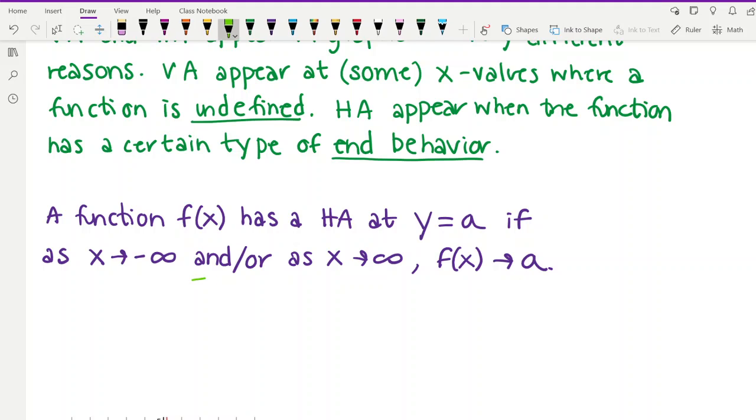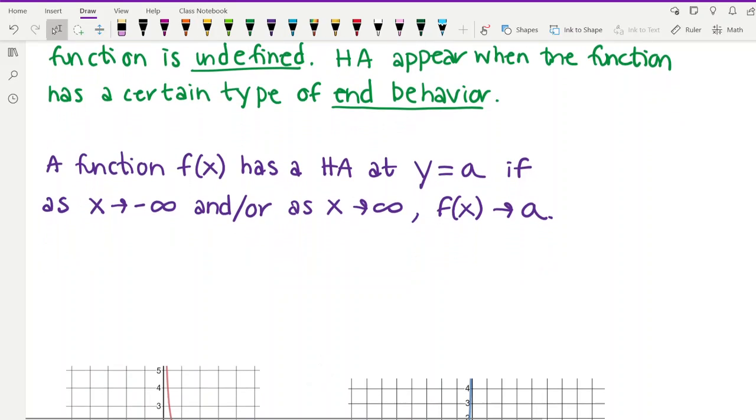And then why did I put and or here? Well, for some types of functions, they might have a horizontal asymptote only on one side. For rational functions, it's always going to be the case that they have the horizontal asymptote both in the negative and the positive direction. So that's what you'll see in this video. But I just wanted to leave this as general as possible. That's why I put or, because when we talk about exponential functions, we'll see that there are functions that do have a horizontal asymptote only in one direction.